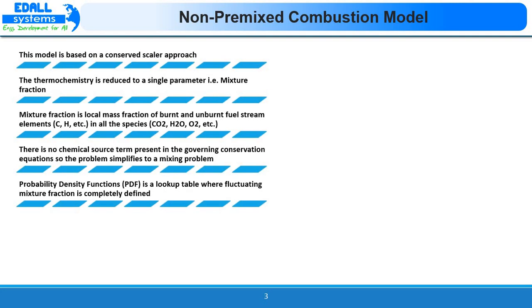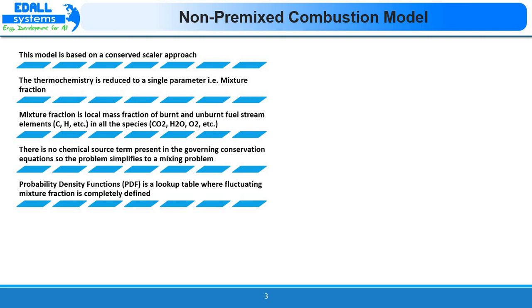So what is the non-premixed combustion model? This model is used to simulate non-premixed combustion flows, where it is completely based on a conservative scalar approach. This is because all the thermochemistry is reduced to a single parameter, that is mixture fraction. This mixture fraction is nothing but a local mass fraction of the burnt and unburnt fuel stream elements like carbon and hydrogen present in all the species like carbon dioxide, water, O2, etc.